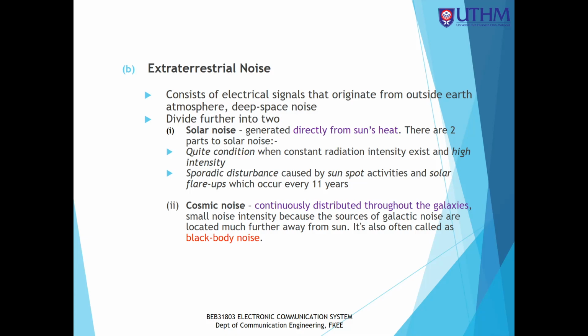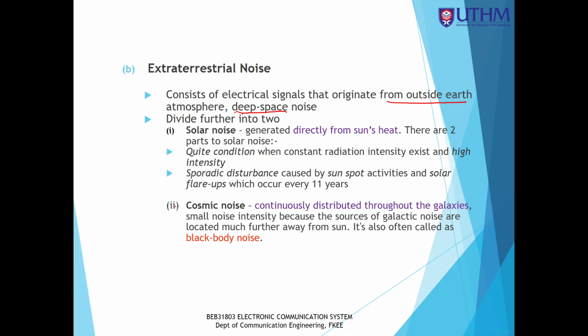Extraterrestrial noise consists of electrical signals that originate from outside of the Earth, which is in deep space. So it is also known as deep space noise. Extraterrestrial noise is divided into two categories, which are solar noise and cosmic noise.